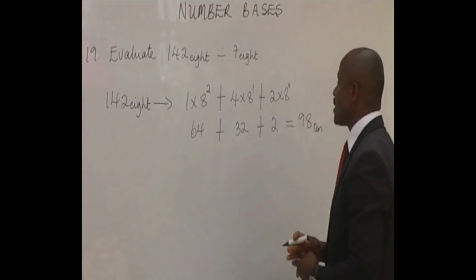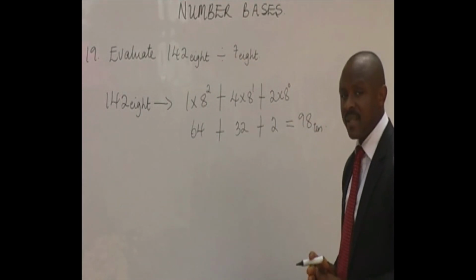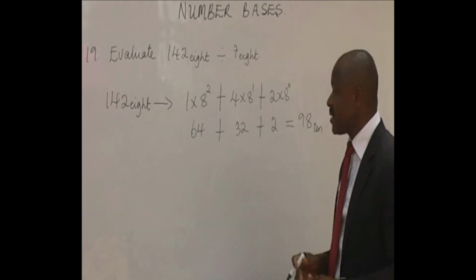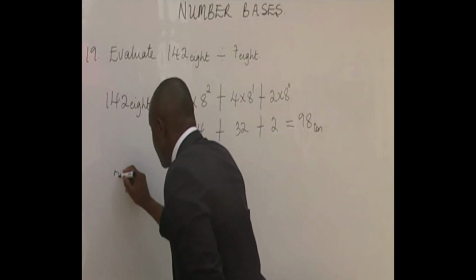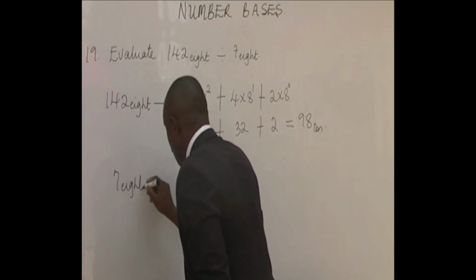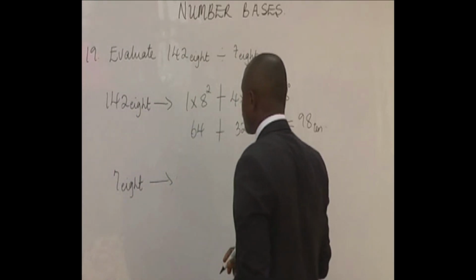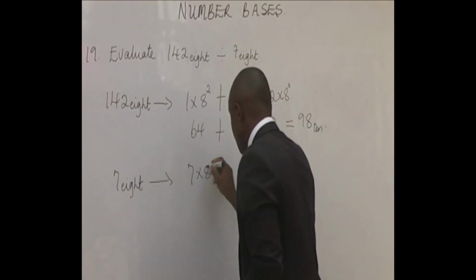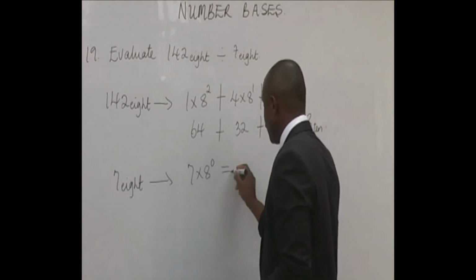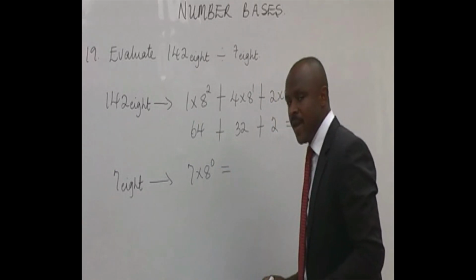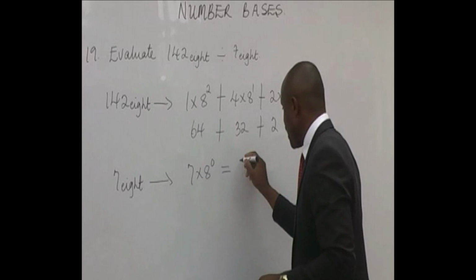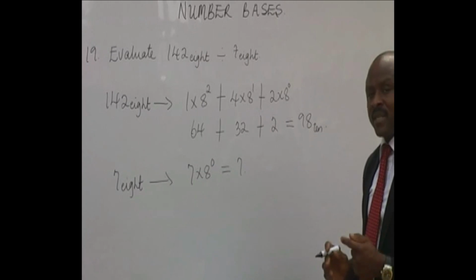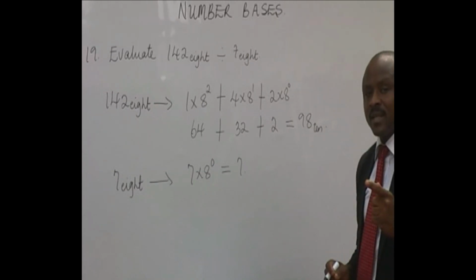Now let's convert 7 base 8 to base 10. Some students will say there's no way you can convert 7 because it is only 1 digit. There is a way you can convert it. So if you have 7 base 8, it's going to be equal to, in base 10, 7 times 8 exponent 0. 8 exponent 0 is 1. 1 times 7 is 7. So 7 base 8 is the same thing as 7 base 10.